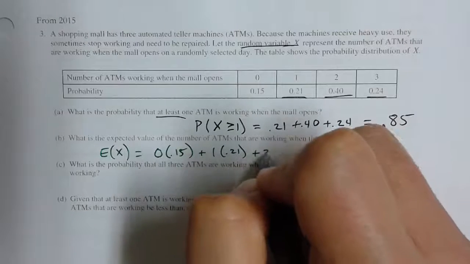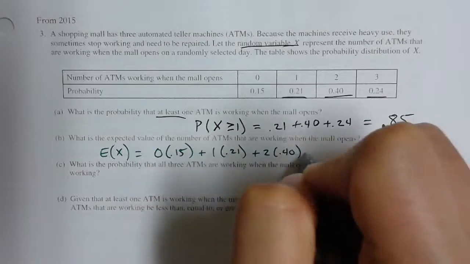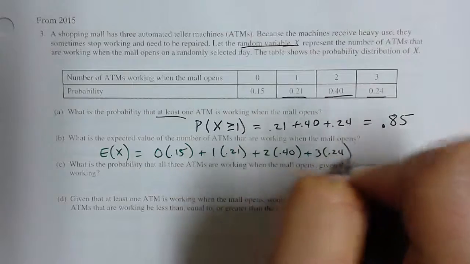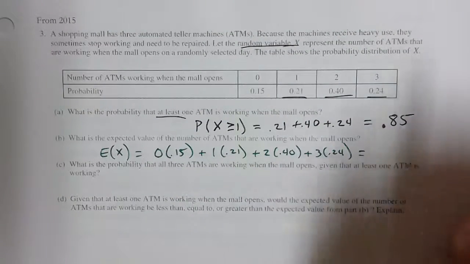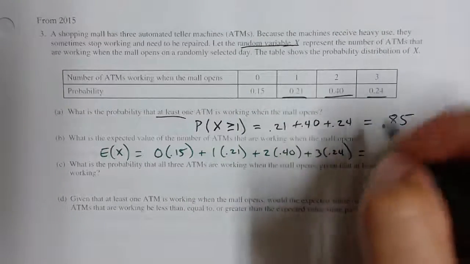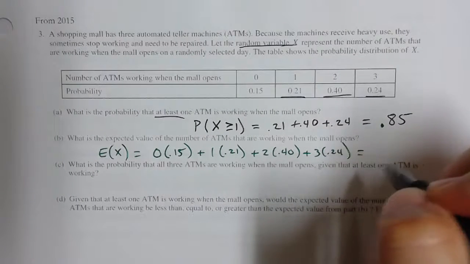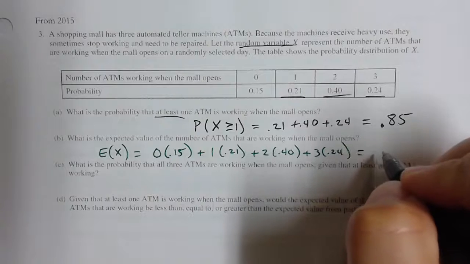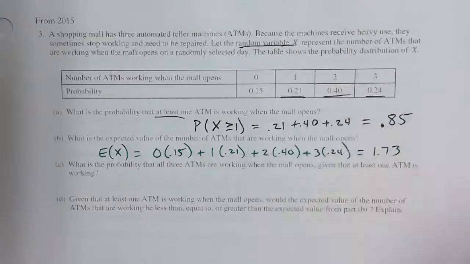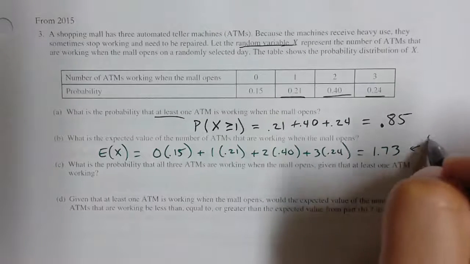And in this particular case, I'm just going to get the total here. So 0 times 15% plus 1 times 21%, and so on. It actually comes out to be 1.73. So this is our expected number for number of ATMs.